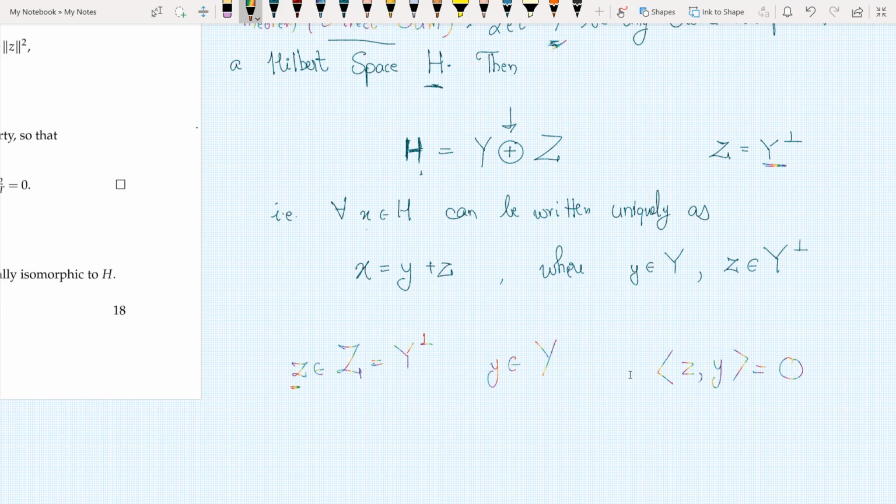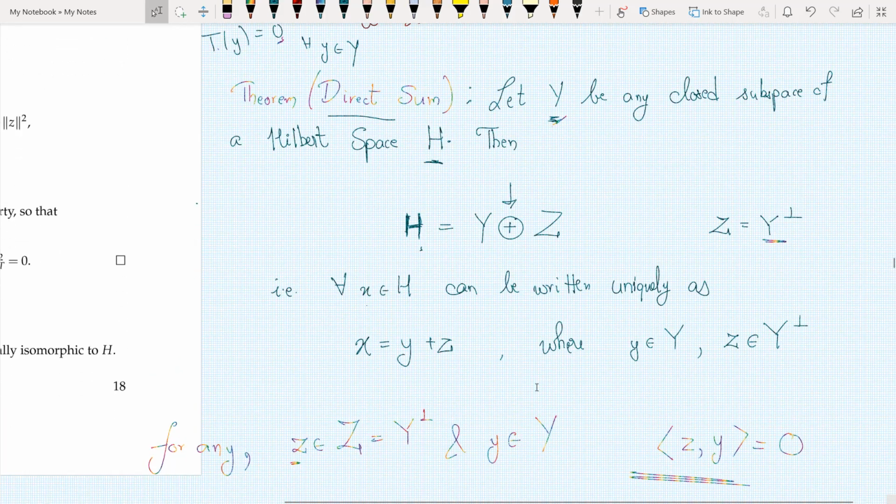Let me write it like this. For any z belonging to Y perp and y belonging to Y, the inner product is equal to 0. So that's my direct sum.